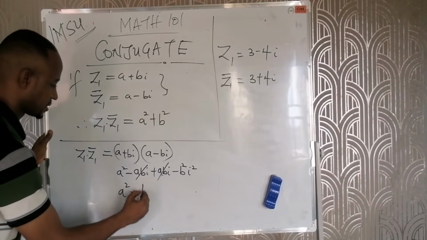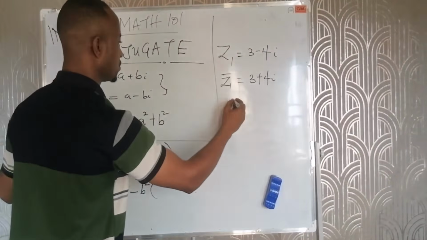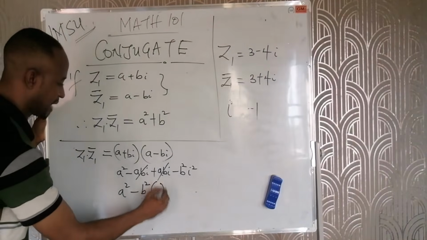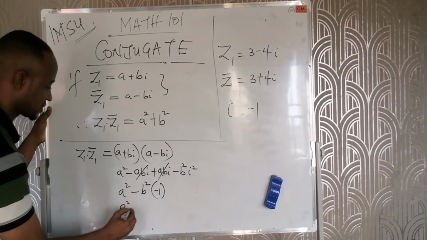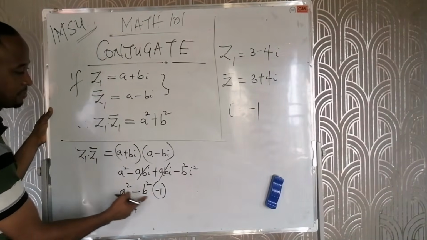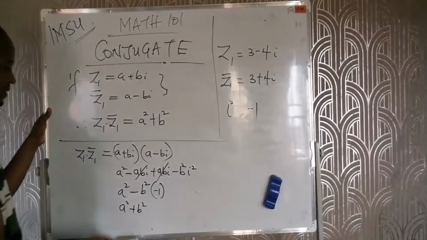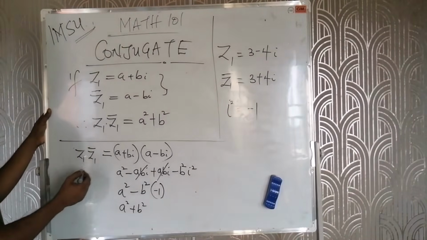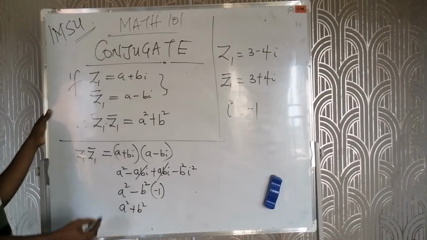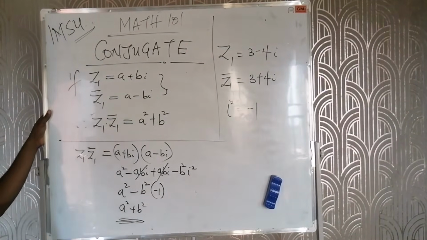The minus B squared times i squared. In complex numbers, we have defined i squared as what? Minus 1. So this will give us A squared plus, rather, because minus 1 times minus B squared is B squared. So that means that if we have this expression, Z1 times Z1 conjugate, the result must always be A squared plus B squared.